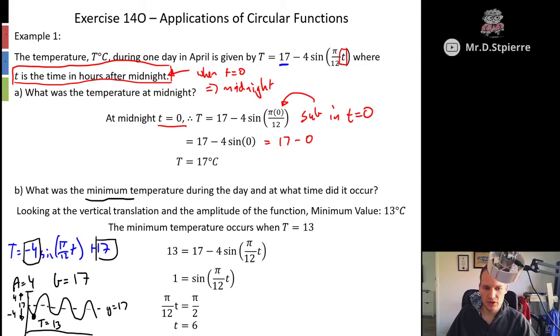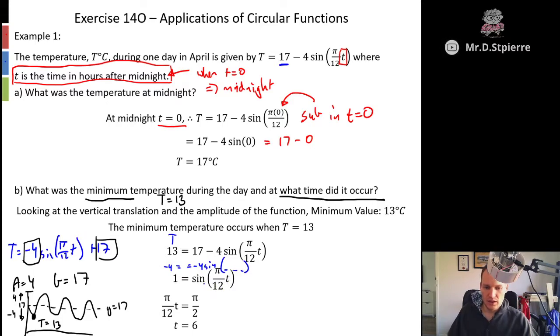So what was the minimum temperature? Straight away we can say T is equal to 13. And at what time did it occur? Then we need to substitute in to find little t. So temperature 13 is equal to 17 minus 4 sine pi on 12t. We rearrange, taking 17 across, giving negative 4 equals negative 4 sine pi on 12t. Divide both sides by negative 4, and we get 1 equals sine pi on 12t.